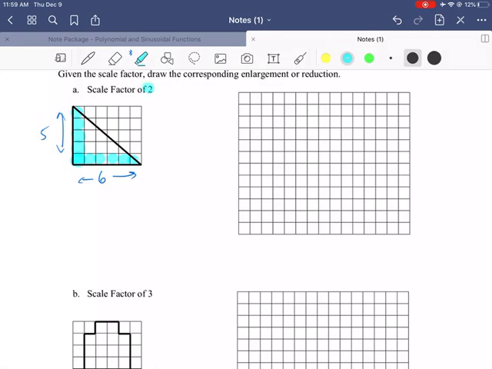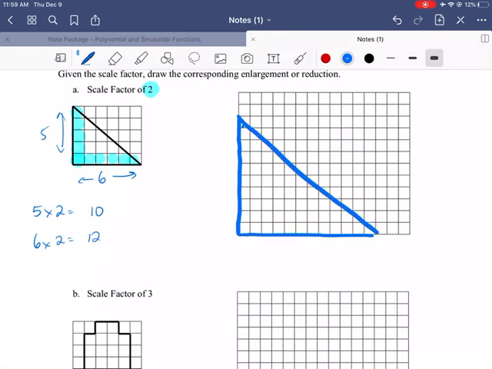Now our scale factor, we're told, is 2, so you take each of those dimensions and multiply it by 2. And that tells us the dimensions of our new image. So our new image is going to be 10 tall, so 1, 2, 3, 4, 5, 6, 7, 8, 9, 10, and it's going to be 12 wide. 1, 2, 3, 4, 5, 6, 7, 8, 9, 10, 11, 12. Now you'll notice that if we just connect the diagonal, we get the new shape.